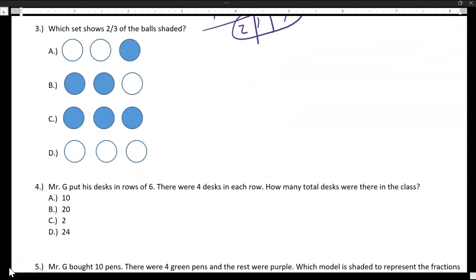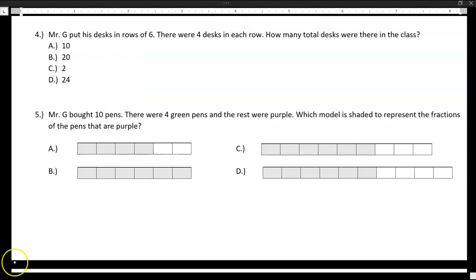Okay, number 3. Which set shows 2/3 of the ball shaded? Now 2/3, what is our denominator? 3. 3 is the whole. So do we have 3 whole circles on all of these? Yes. Now 2 should be shaded. So A, is that 2/3? No. B, yes. C, no. D, no. Our answer is B.